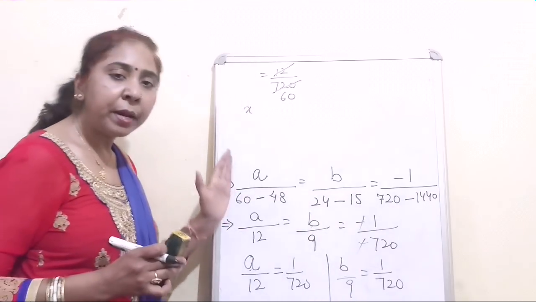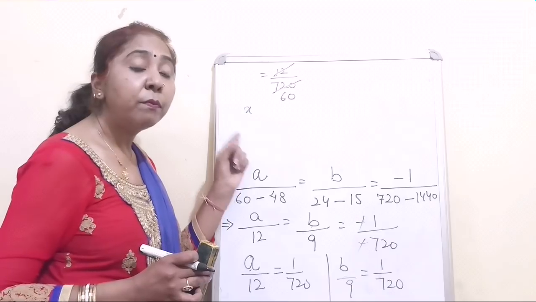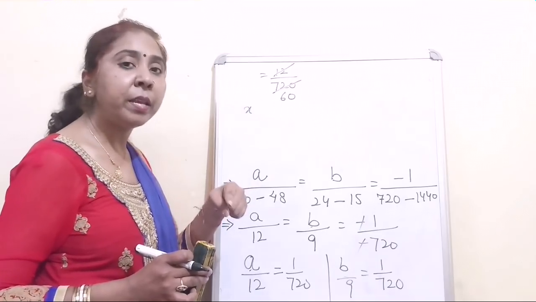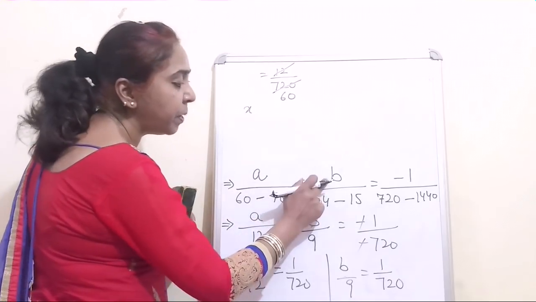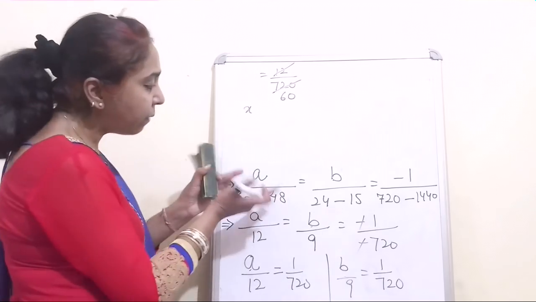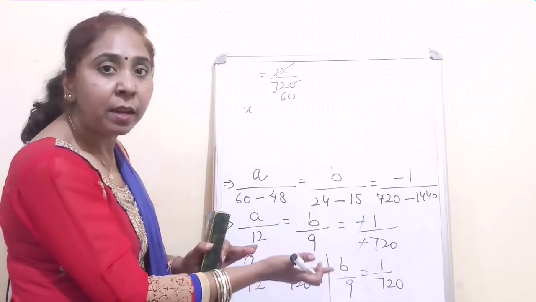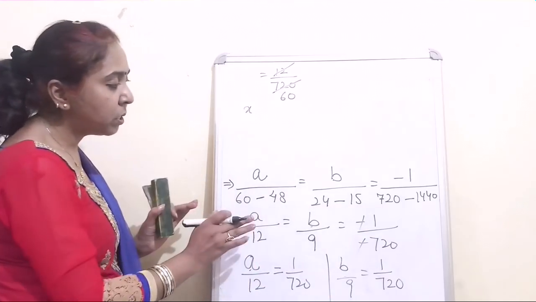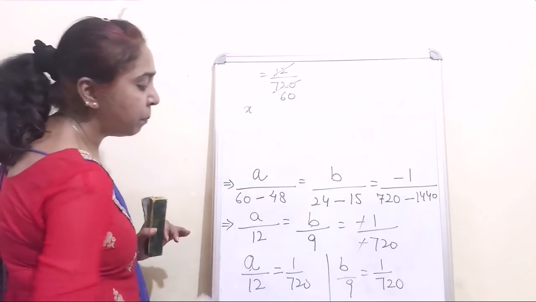Are you getting why I'm writing here A and B? Because the equations were in the form of A and B. So that's why we will write here A and B. If the equations are in the form of x and y, then we'll take here x and y. Otherwise, we'll have to take A and B. So don't make this kind of mistake as I have done. So this will be A and B.